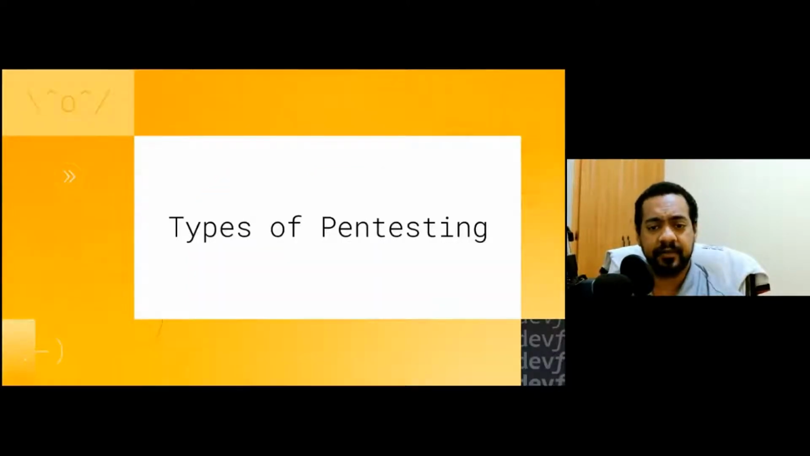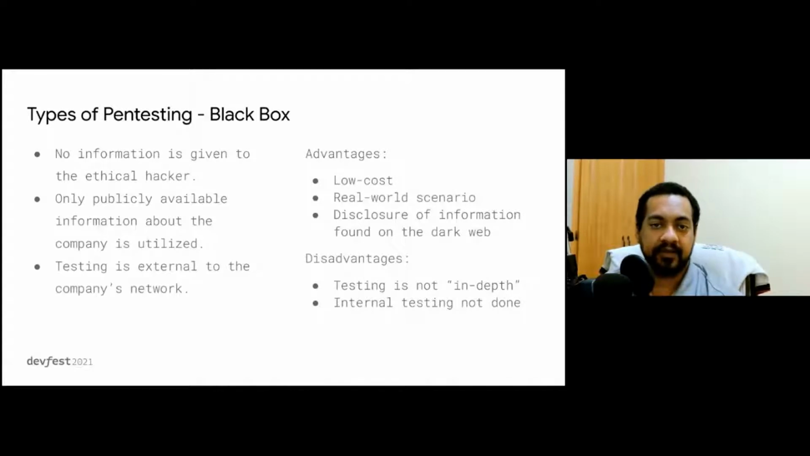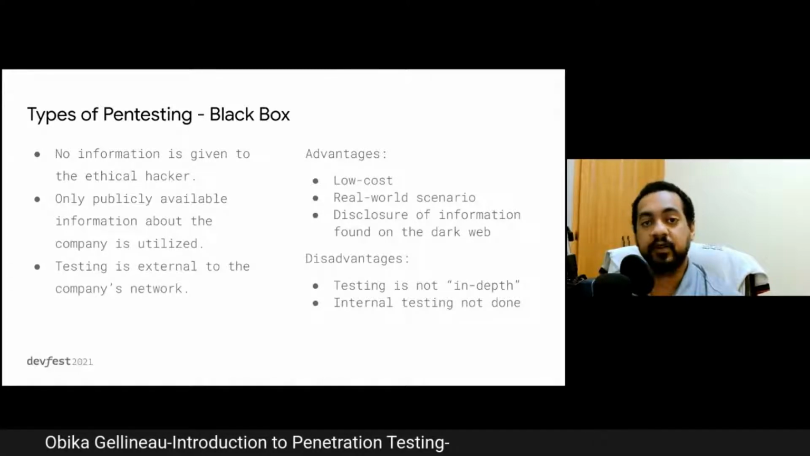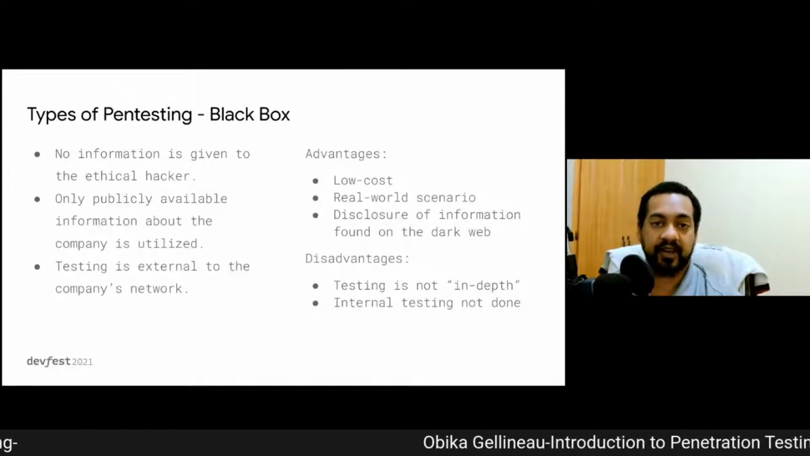So what are the types of penetration testing? There are three main types of pen tests: black box, white box, and gray box. Black box is basically to emulate a real world scenario. What do I mean by that? You are trying to emulate a hacker. When you contract a pen tester or ethical hacker, you're telling them, I want you to hack my system, and I'm not giving you any information about it. Pretend you're a hacker and try to infiltrate my system.